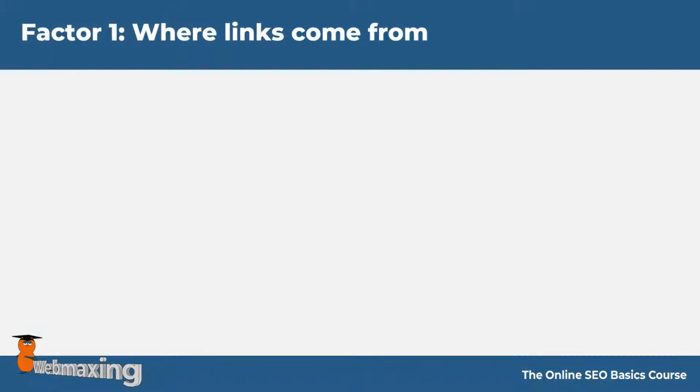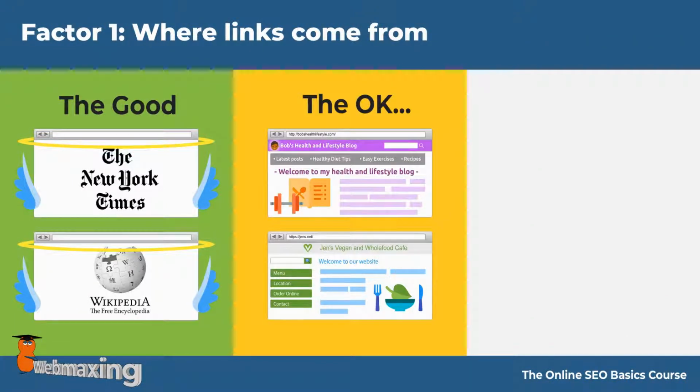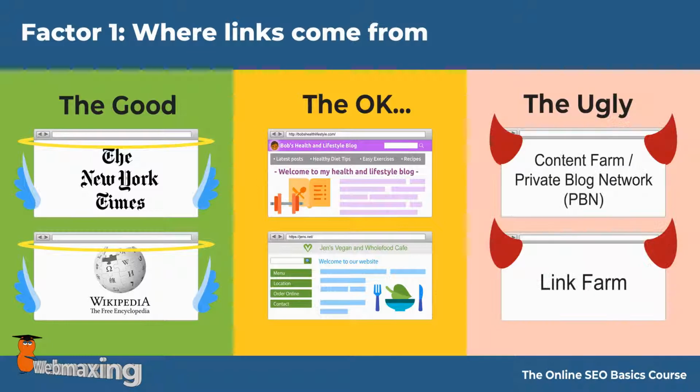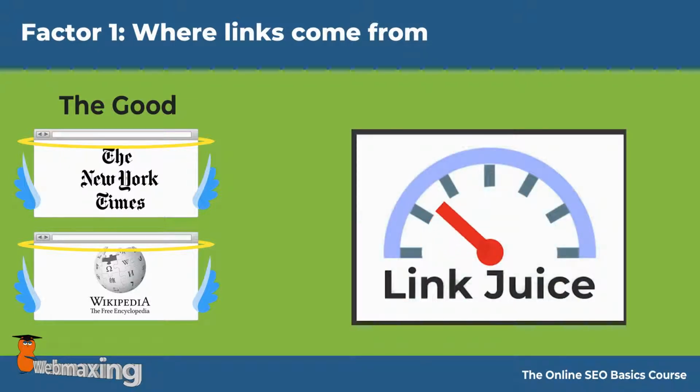Factor 1. Where the link comes from. A link can basically come from one of 3 types of websites: the good, the okay, and the ugly. The good are websites with a lot of link juice. They are highly respected by search engines as they can see a long history of well-run domains.